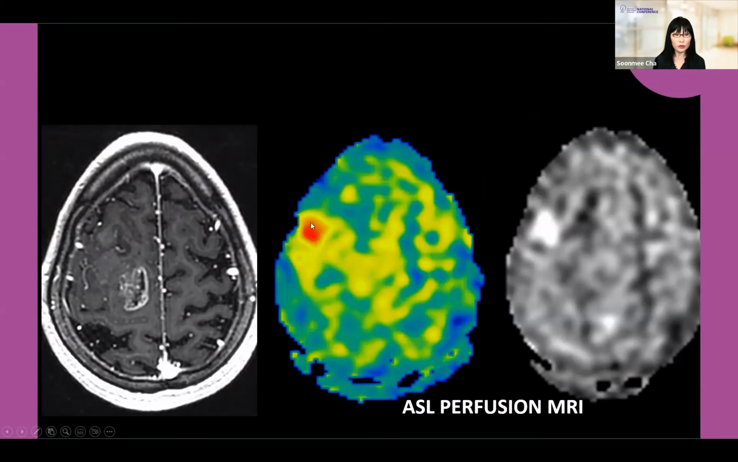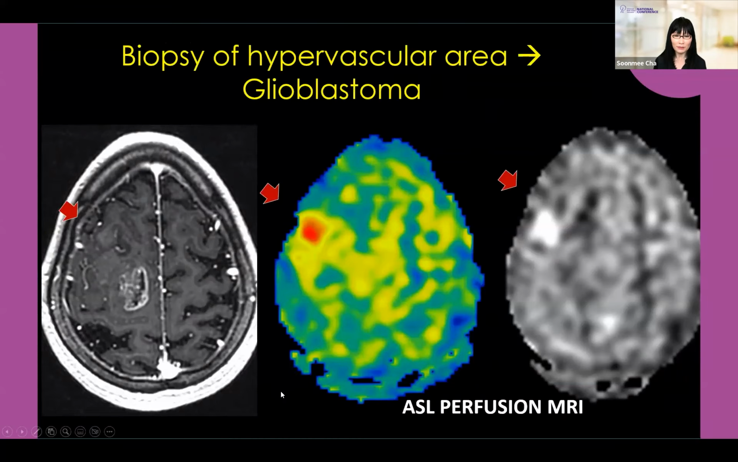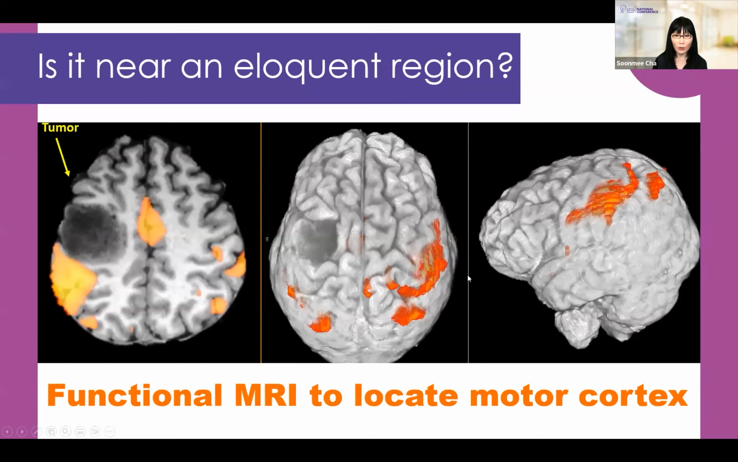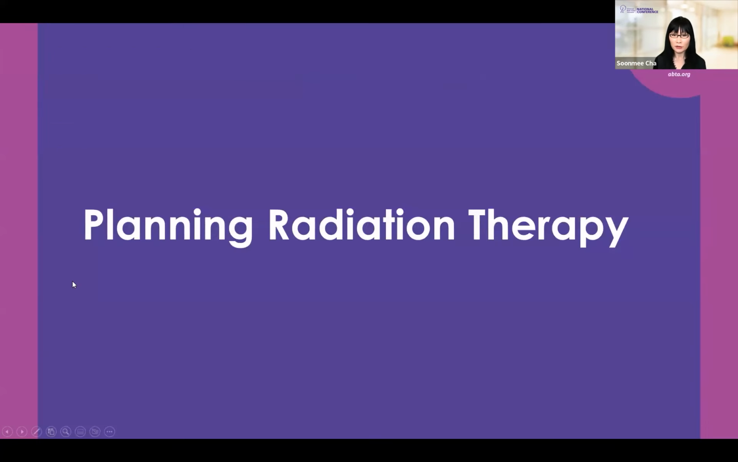Where to biopsy can be important too. By using perfusion imaging, we can guide our surgeons to take a sample where there's a lot of vascularity. And this can be very helpful in terms of guiding our neurosurgical precision biopsy. And functional MRI can also help with getting our surgeons out of trouble so that they do not injure these eloquent areas of the brain.